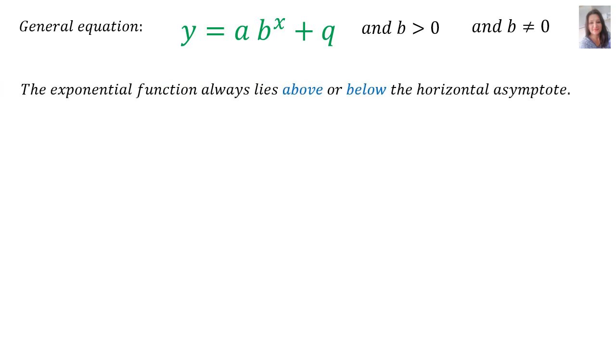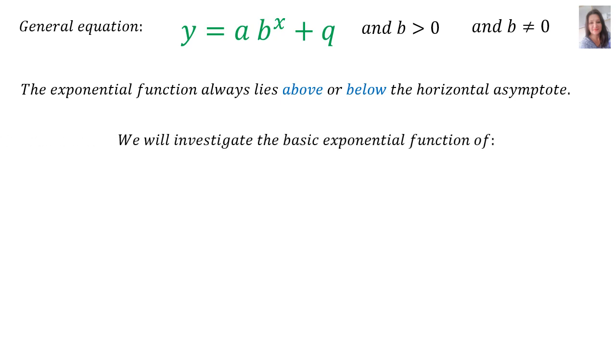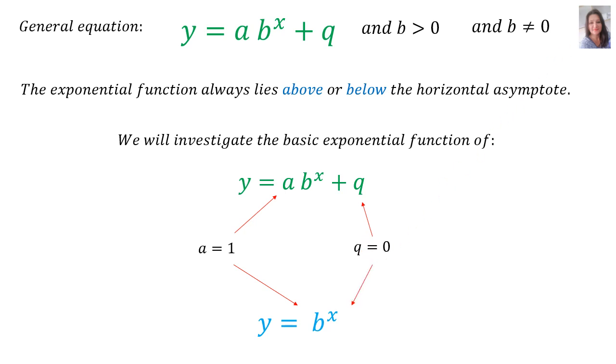The exponential function always lies above or below the horizontal asymptote. We will investigate the basic exponential function of y is equal to a times b to the power of x plus q. But in today's lesson, we will only investigate y is equal to b to the power of x. So in other words, we will choose a to be exactly 1 and q will be equal to 0. So q is 0. So we will investigate y is equal to b to the power of x.